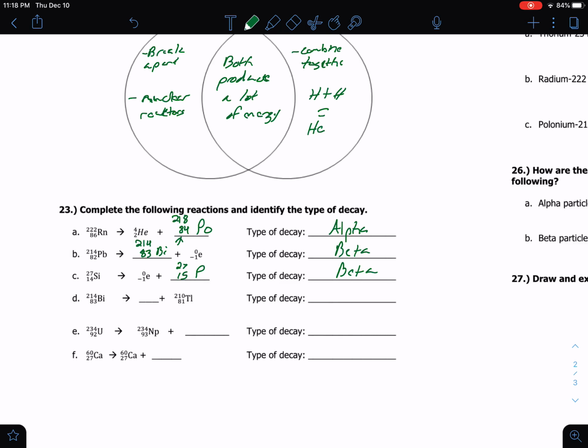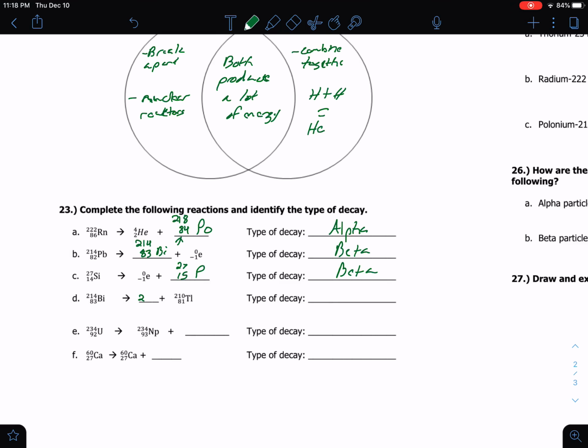Now we don't have a particle, but we can find out what it is. I have 83 on the bottom on the left, and I have 81 on the bottom on the right. I need to get it to 83. So what plus 81 gives me 83? So that would be 2 on bottom.